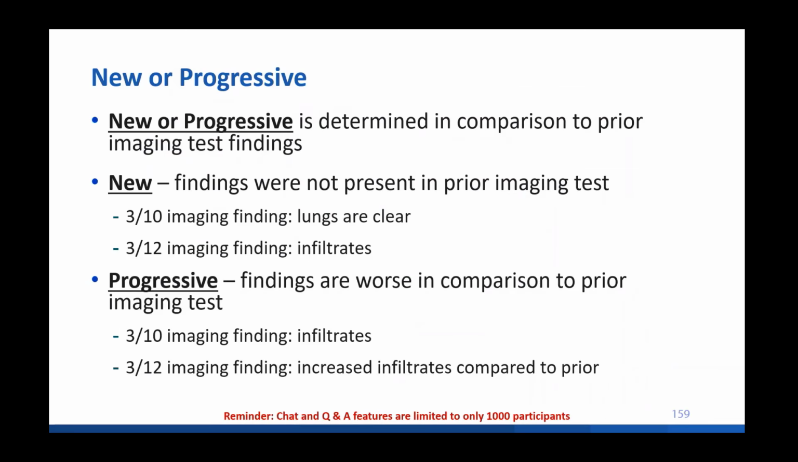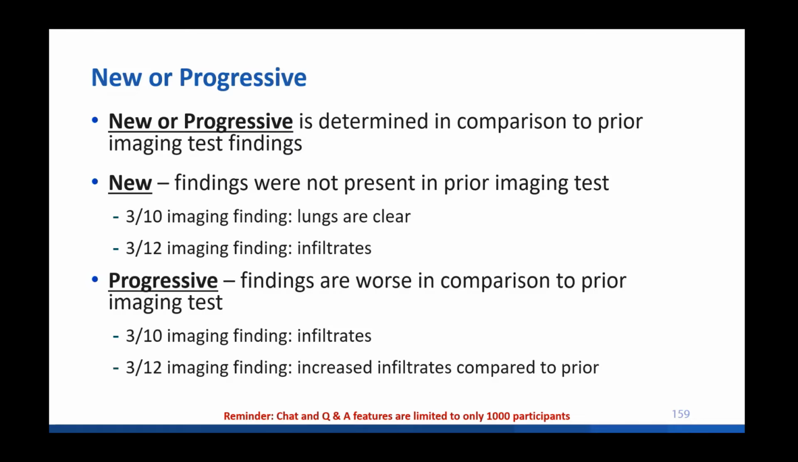So what do we mean by new or progressive? A finding is considered new if it was not present in the prior imaging test. For example, if an imaging report documents no findings of pneumonia, such as lungs are clear or no acute cardiopulmonary process noted, and the next imaging report documents findings of, for example, new consolidation or interval development of infiltrates, this would be considered a new finding since it was not present in the prior imaging test.